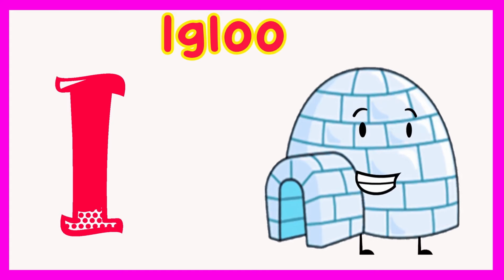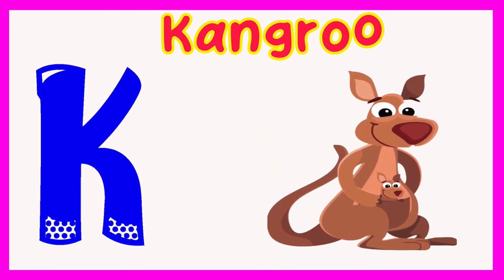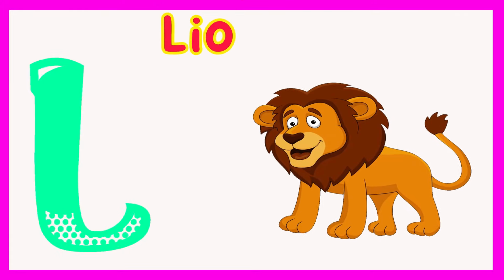I is for igloo, I, I, igloo. J is for jump, j, j, jump. K is for kangaroo, k, k, kangaroo. L is for lion, l, l, lion.